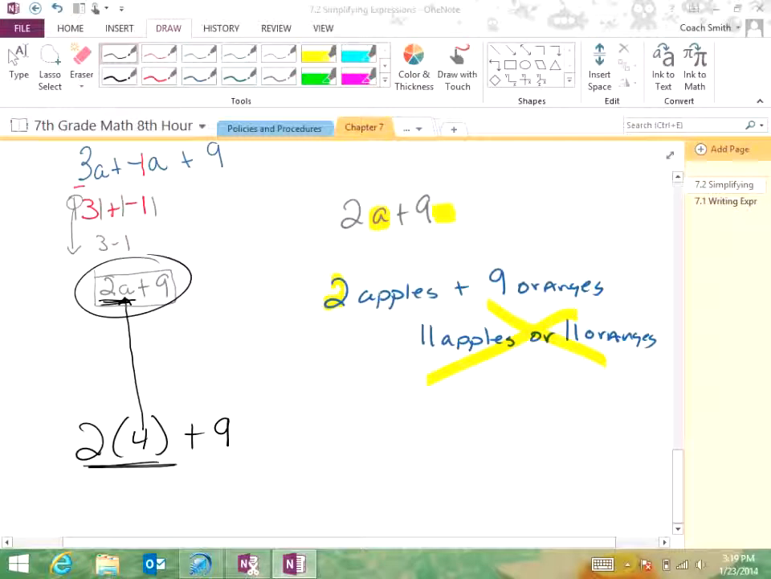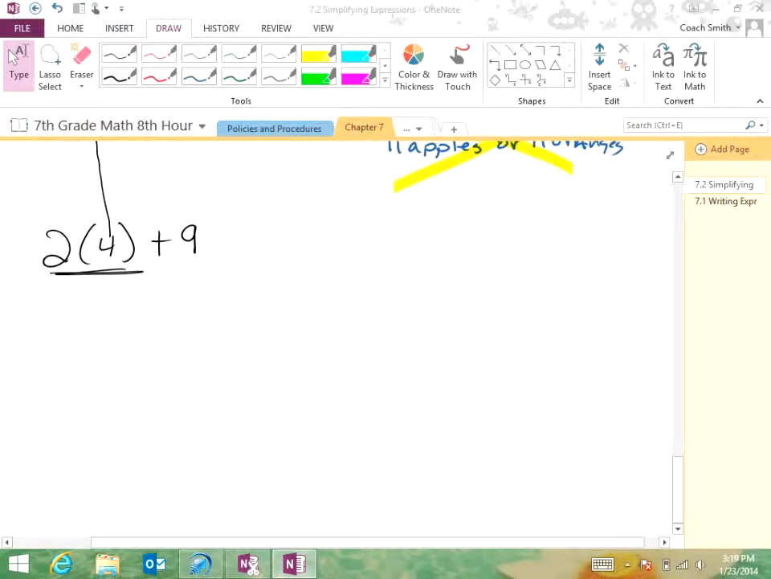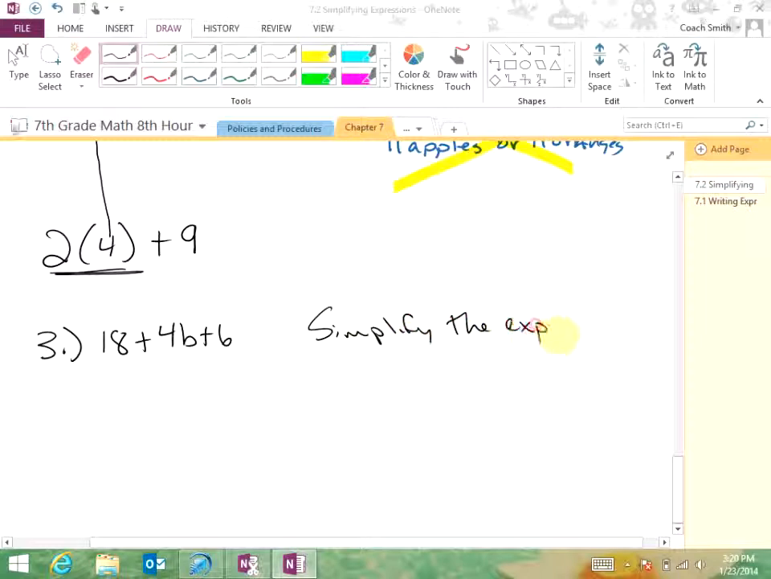Okay? Now, let's try number 3. I want you to try number 3 on your own. Number 3 was 18 plus 4b plus 6. Okay? I want you to simplify the expression. Do that now.